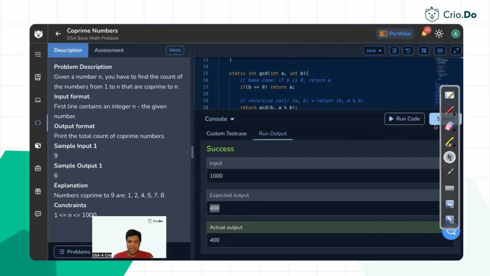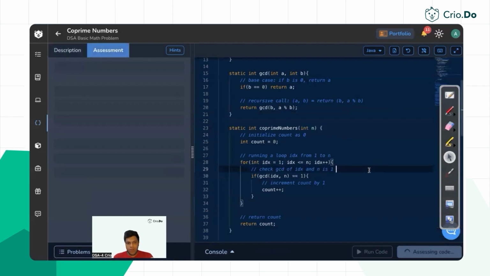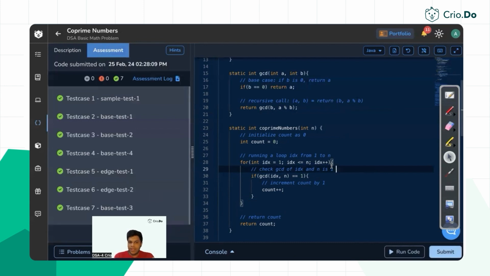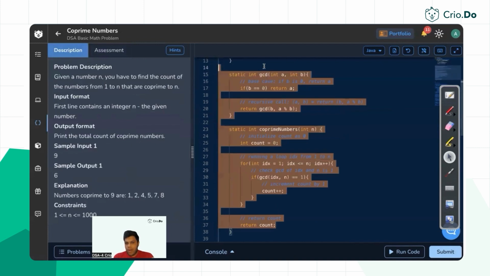Let's now submit and see if it is going to work for all the test cases, including the corner ones or not. So as you can see, it is working for all the test cases. With that, we are done with the problem coprime numbers.